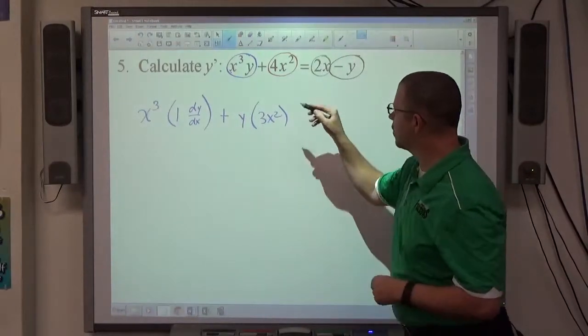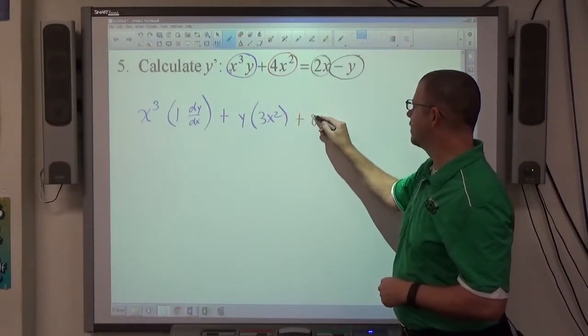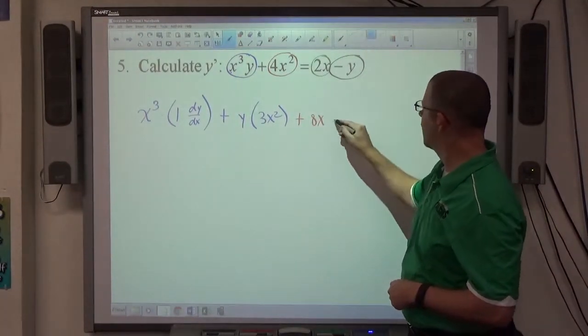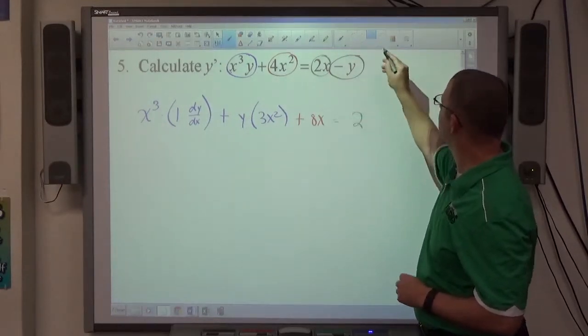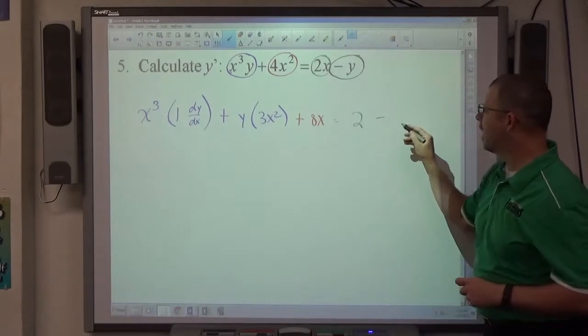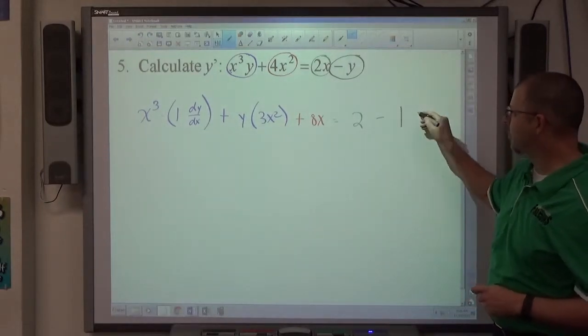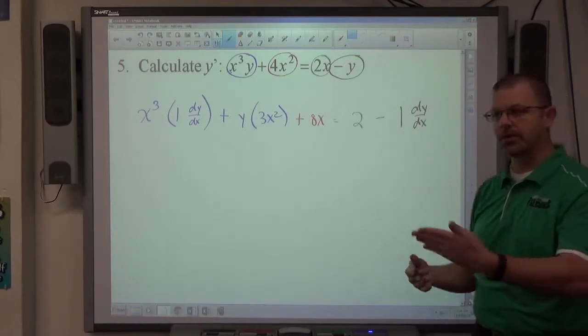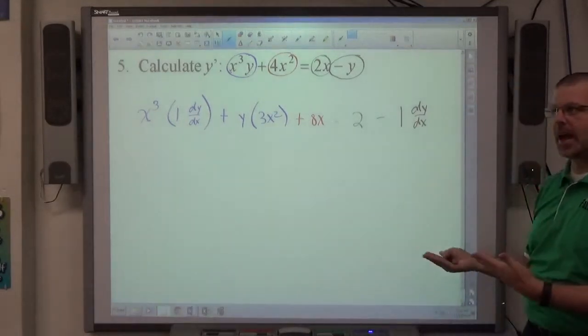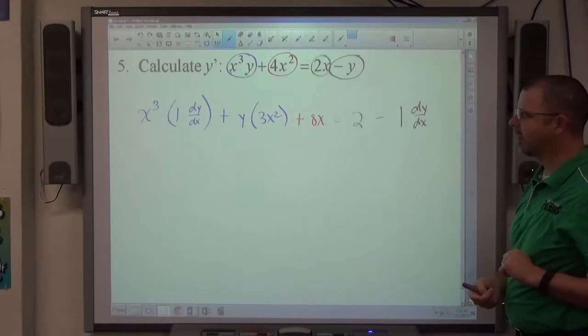Second term, 4x squared. Derivative is going to be plus 8x. That's an x function, so we're done. Next function is 2x, its derivative is 2, it's an x function, so we're done. The final function is y, its derivative is 1, it's a y, so we have to put a dy dx on it. So again, as you differentiate, if you do a different derivative and it's not x, you have to put the dy dx on it.